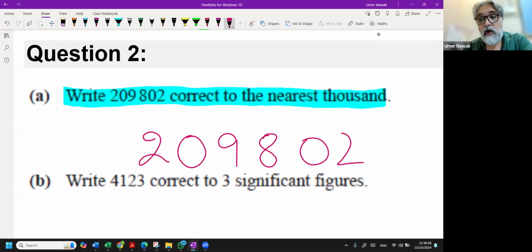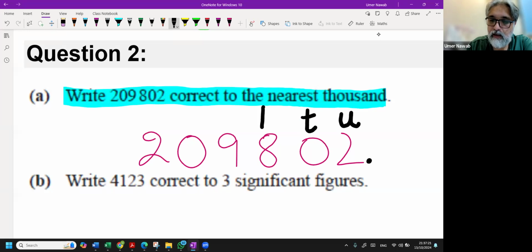So he gave you 209802. If the decimal is not shown, it means the decimal is at the end. So this 2 is located at the unit place, which is the nearest whole number. This 0 is located at the 10s place. This 8 is located at the 100s place. 9 is located at the 1000s place. 0 is located at the 10,000s place. And 2 is located at the 100,000s place.